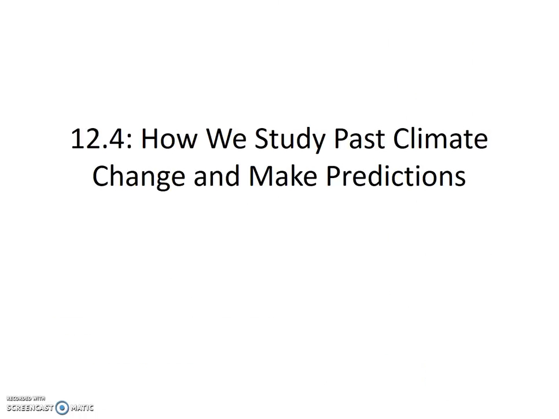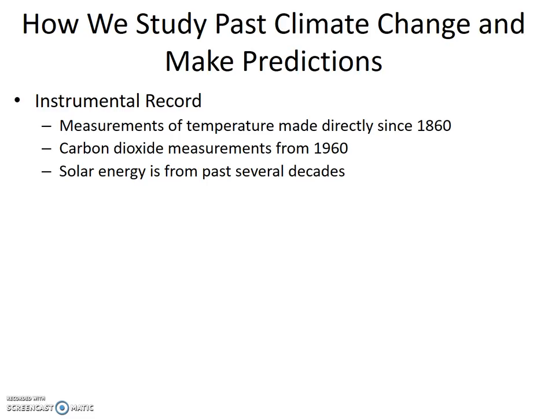12.4. How we study climate change and make predictions. Our instrumental record is not very long compared to the history of the Earth. Measurements of temperature made directly, i.e. with a thermometer, only started about 1860. Carbon dioxide measurements from about 1960. And solar energy has only been measured over the past several decades.